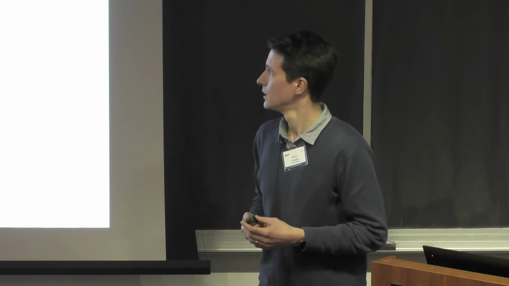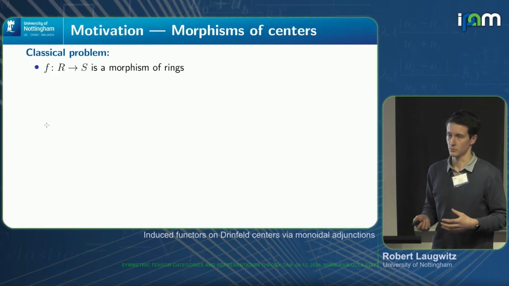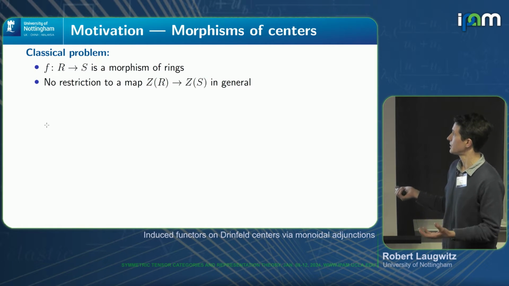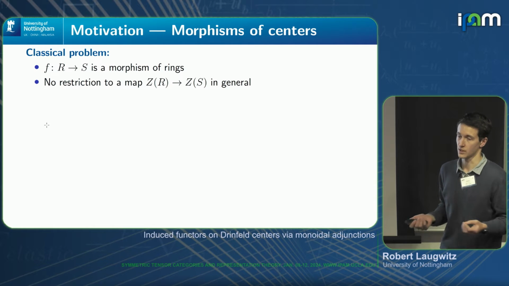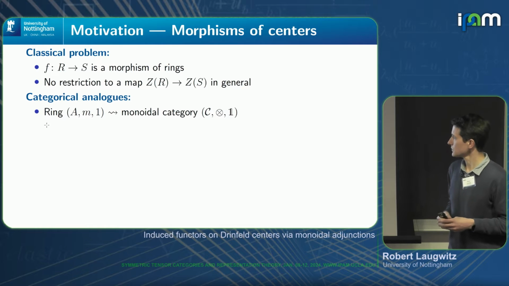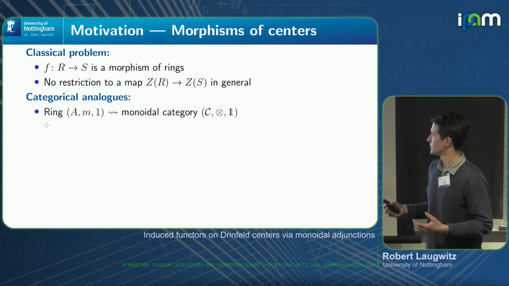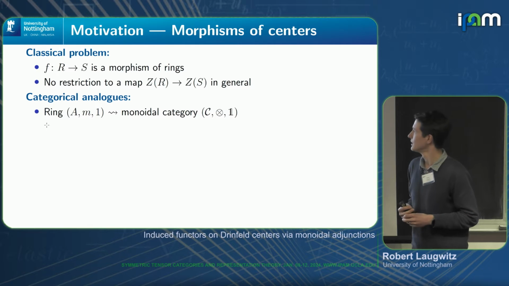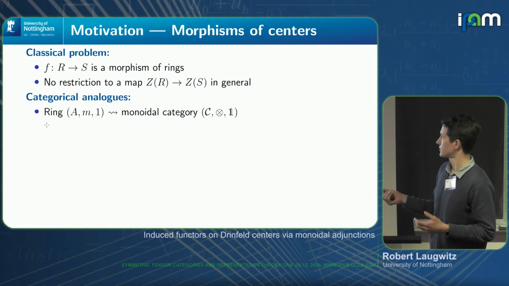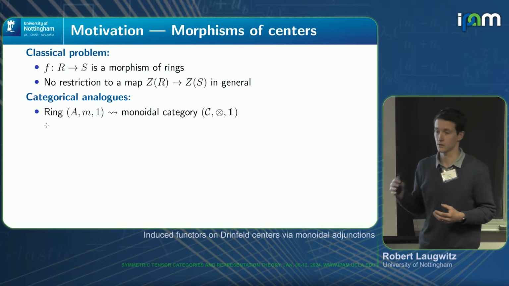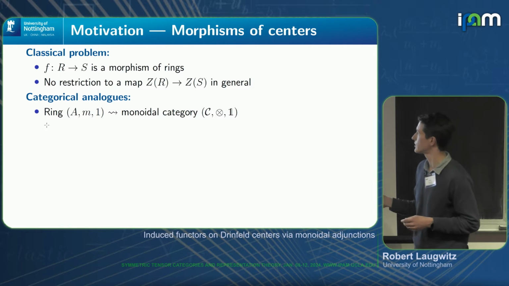Okay, so here's a very classical motivation. Let's assume we have a morphism of rings, or maybe a morphism of monoids even. Of course, we cannot just take this morphism of rings and restrict it to the centers. This just doesn't work. Now, we are very interested in monoidal categories at this conference, specifically symmetric ones. And a ring, or maybe a monoid, can be replaced by a monoidal category, which is a categorical analog. Of course, things are much more complex here.